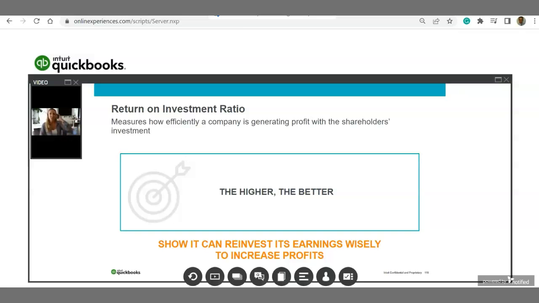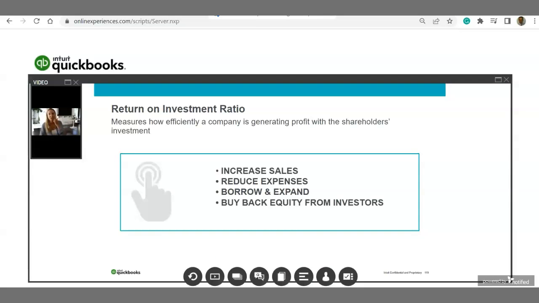This ratio shows that the company can reinvest its earnings wisely to increase profits. And some things you can do to improve this ratio are to focus on increasing sales, reduce expenses, expand operations, or even buy back equity from investors.